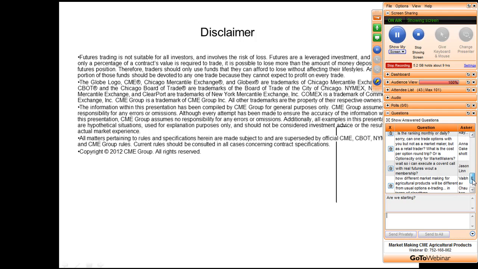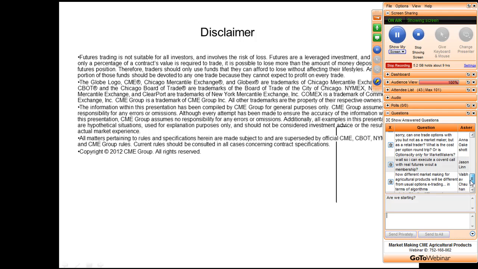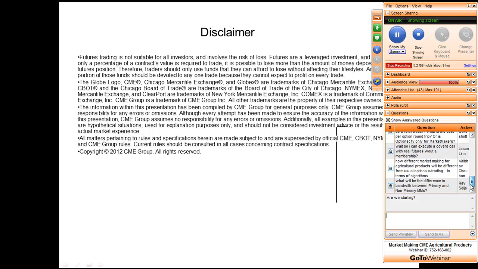Okay. And someone's asking about cost of execution through OptionsCity. OptionsCity is strictly a software firm where we're just letting you access through your own electronic trading privileges at the CME. Our cost to you is a monthly software leasing charge, not a per contract execution charge.